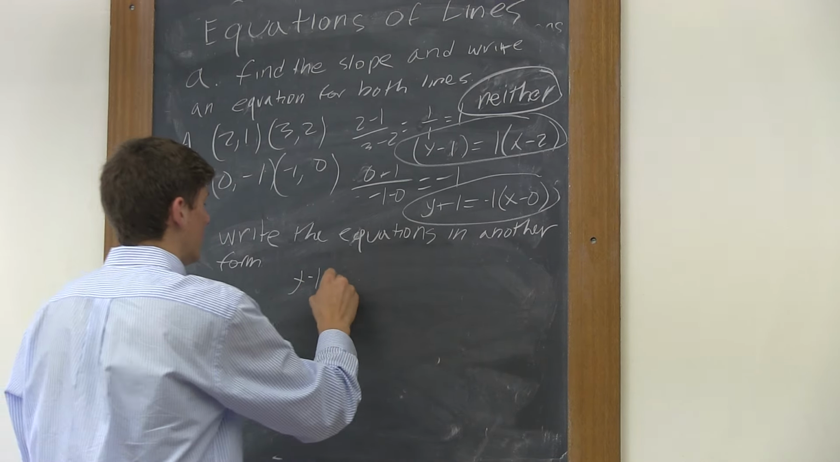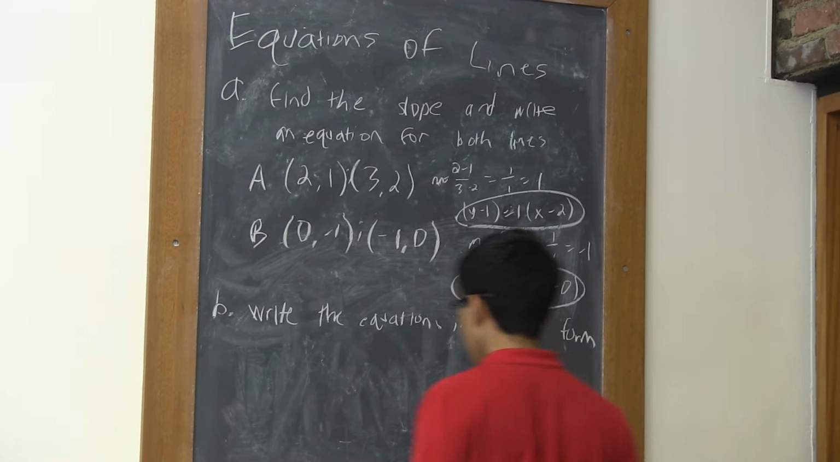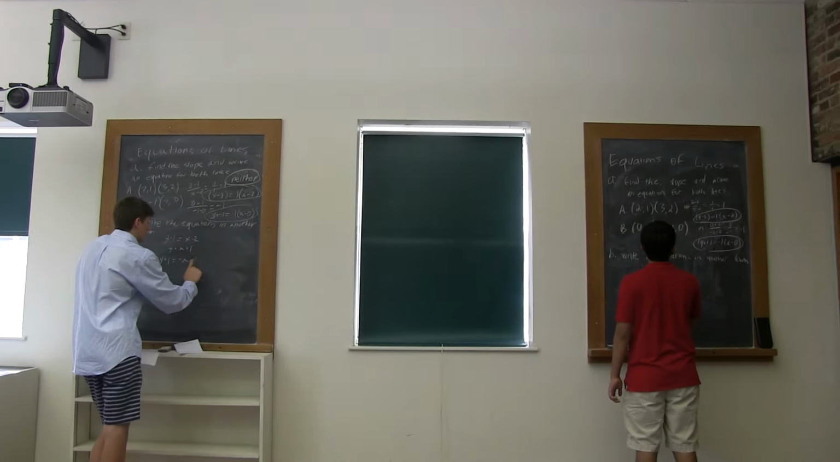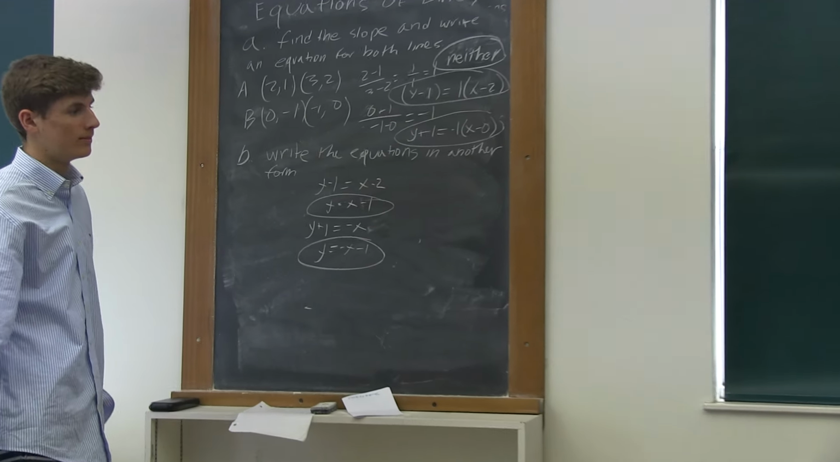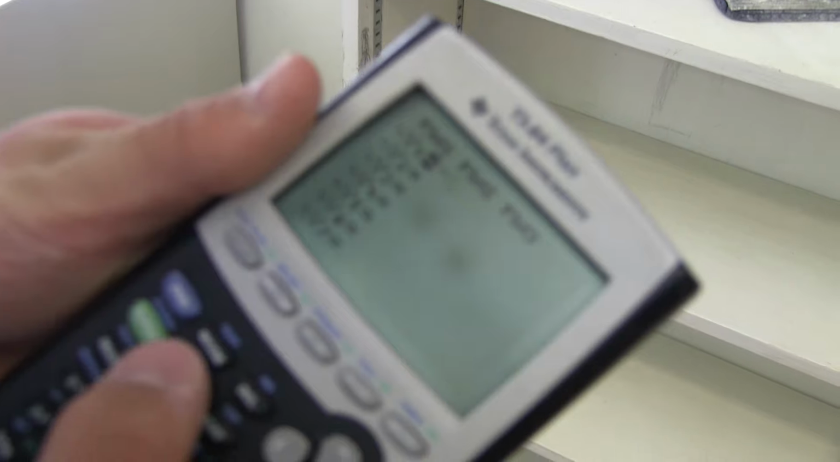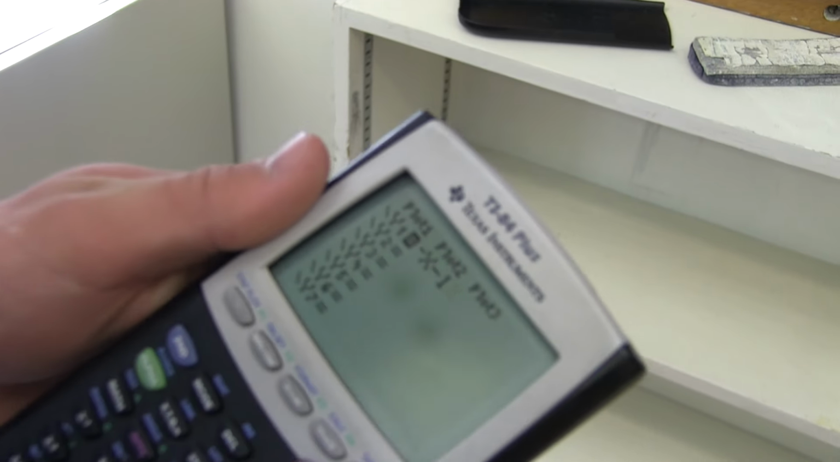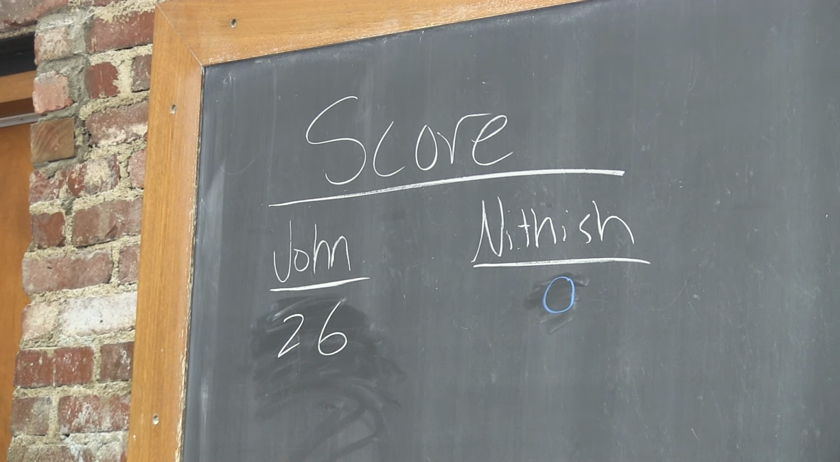Which is neither, because for perpendicular lines you have the negative reciprocal of the slope, and for parallel lines you have the same slope. So Nithish now has answers as well. Looks like he has his answers in point slope. John just finished up for part B, and he's written the equation in the y-intercept and standard form. Now it's time for some extra credit to graph the solution. Once you've gotten the equation in the y-intercept form, you can plug it into the y equals page on your calculator, and you get the line. After 2 rounds, John leads by 26.